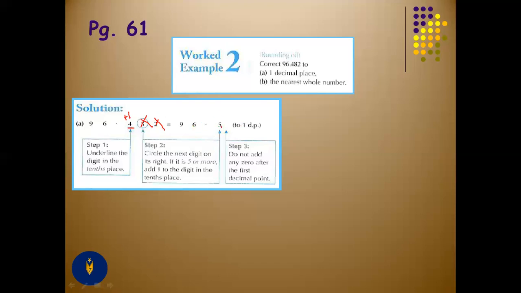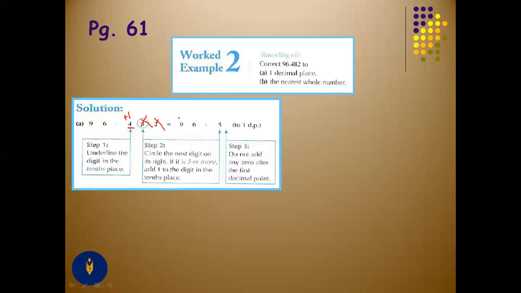So 96.5. So do not add any zero after the first decimal point. Okay. So 96.4 we have corrected to one decimal place is 96.5. Okay.